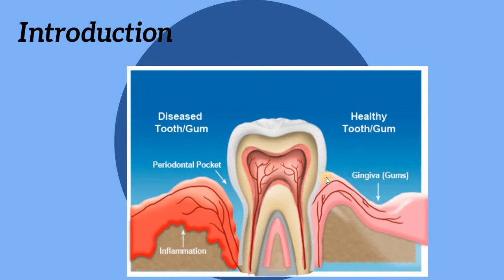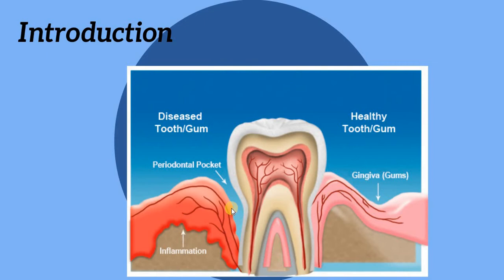Normal sulcus usually is from 0.5 to 3.5 millimeter, and when there is a pathological deepening of this sulcus, the name will change to pocket, periodontal pocket, and it's the most important clinical feature of periodontal disease.